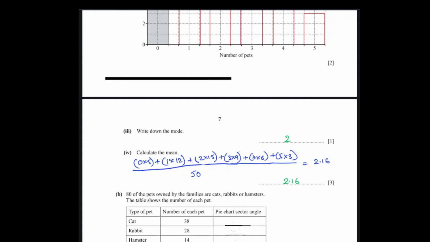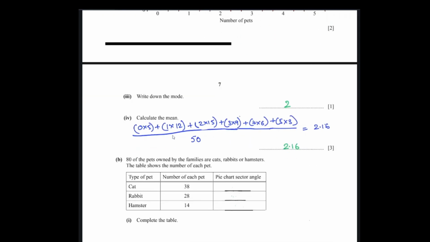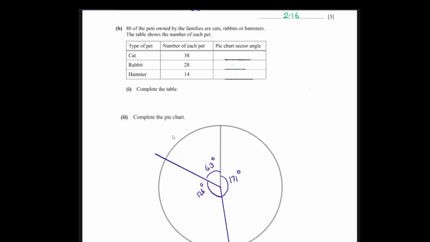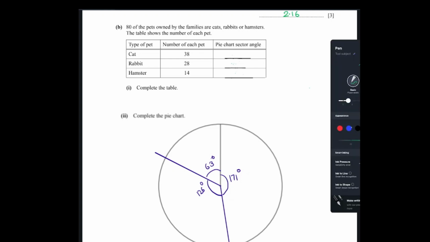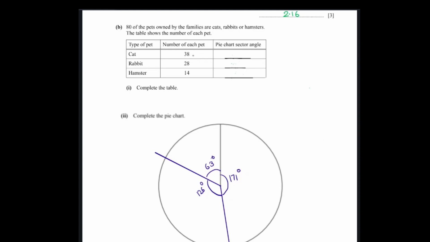Question number 4 is done in A. Now B. 80 of the pets owned by the families are cats, rabbits, or hamsters. The table shows the number of each pet. So this is the type of pet, 3 types of pet, and number of each pet is given 38, 28, 14. Pie chart sector angle we need to find out. So to find the pie chart sector angle, we have to take the given number of pets divided by the total number of pets, which is 80.